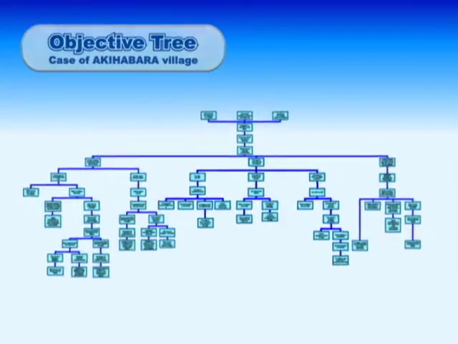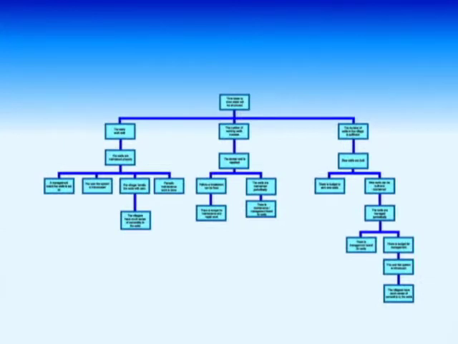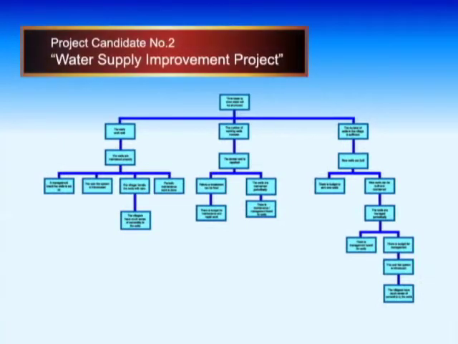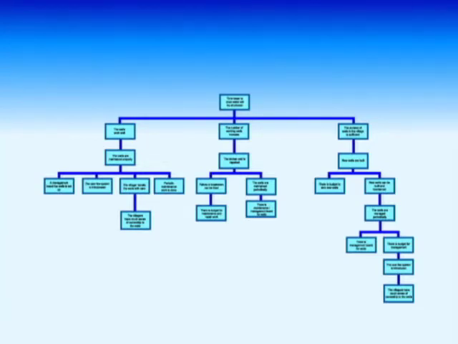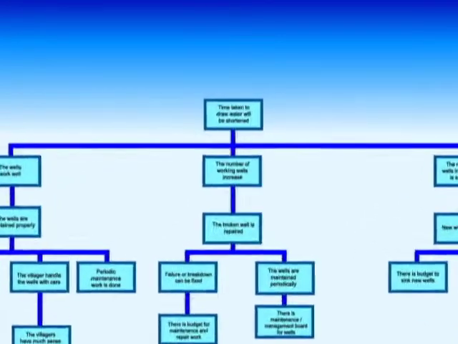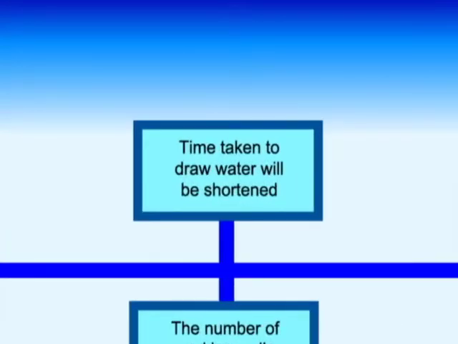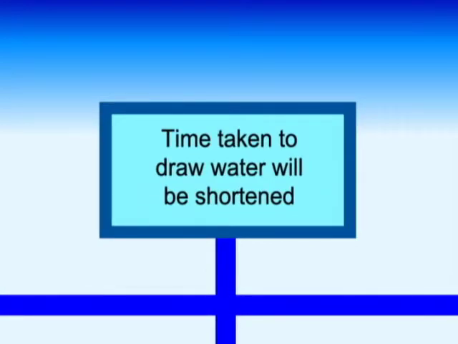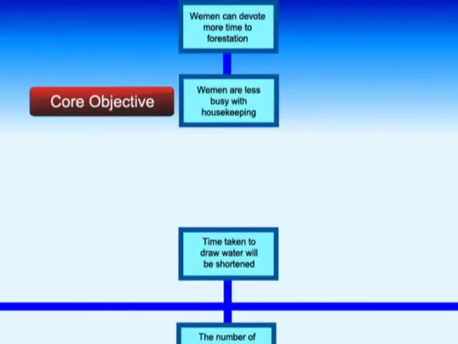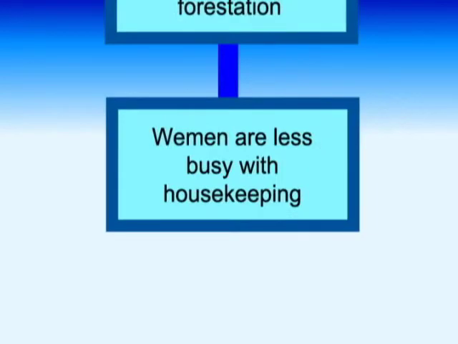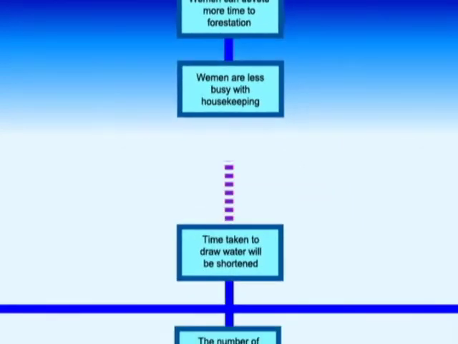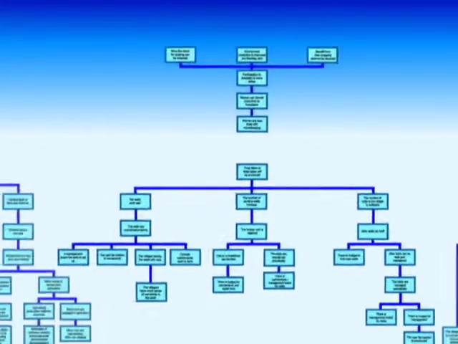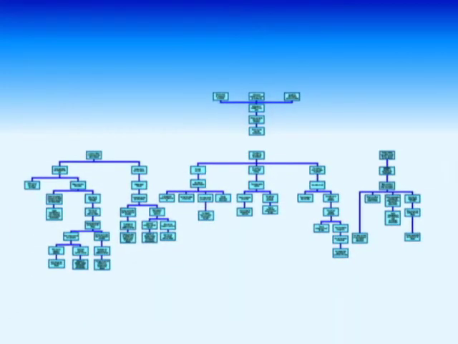In the case of Akihabara village, the project candidate number 2, Water Supply Improvement Project, was selected in the project selection stage. Implementing this project achieves the project objective. Time taken to draw water will be shortened. However, the core objective, women are less busy with housekeeping, cannot be achieved unless all the other projects are implemented.